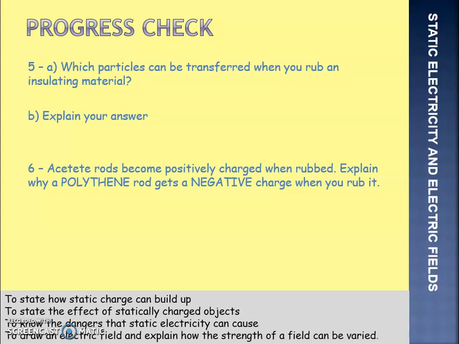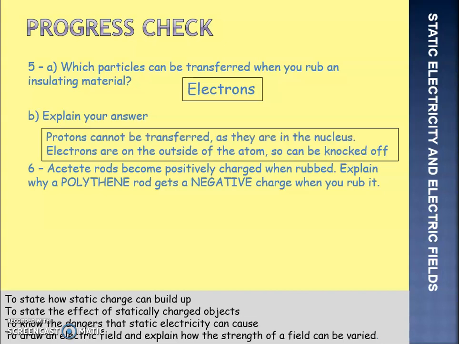Okay, so question 5a. Which particles can be transferred when you rub an insulating material? It's the electrons that can be transferred. How do we explain that? Protons can't be transferred. They're in the nucleus. They're held in really tightly on there. But the electrons are on the outside of the atom, orbiting it. So with enough force, with enough energy put in there, they can be knocked off.